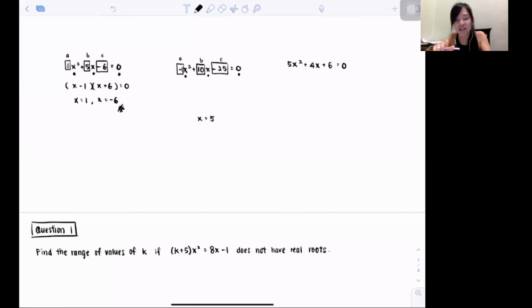Look carefully at the calculator. Supposedly when we press the calculator, it should be A, B, C, X1, X2. But when you press for this one, do you realize it's A, B, C, and then X? They don't have X1, X2. They only have X. So when they only have X, my dear, do you have the second answer? No, you only have one answer.